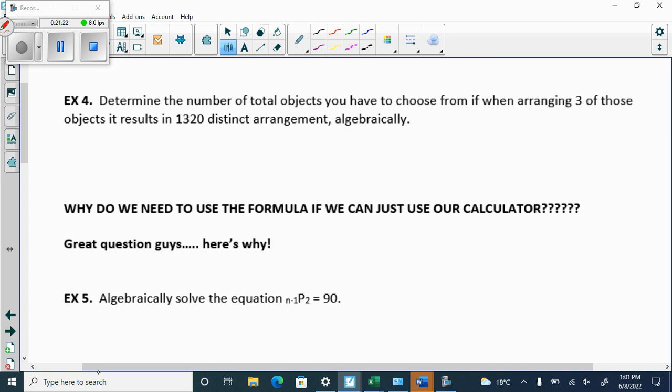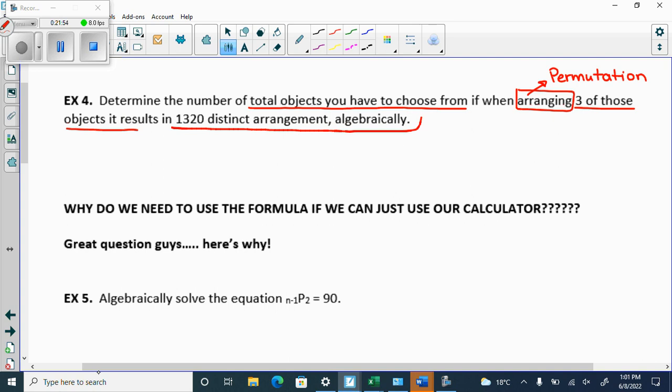So this one says, determine the number of total objects you have to choose from. Total objects you have to choose from. When you're arranging, arranging means it's a what? It's a permutation. The moment you arrange anything, it's a permutation. It means you're giving it order. If I'm going to arrange flowers, I'm giving them a specific order. Arranging 3 of the total objects results in 1,320 distinct arrangements.